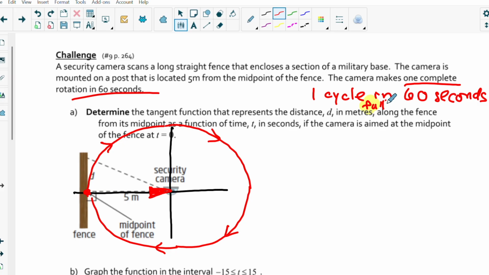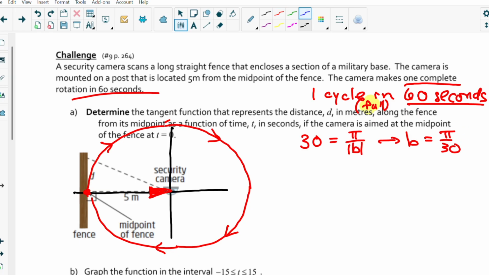This is one full cycle. A tangent function, one cycle, is actually pi radians. So if this is one full cycle all the way around, this is 2 pi radians, right? I have to think of 30 as my half cycle, equals, remember for tangent it's pi over absolute value of b. If this were a sine function, we would do 60 equals 2 pi over absolute value of b. But this is not a sine function, this is a tangent function. So my b value is therefore pi over 30.